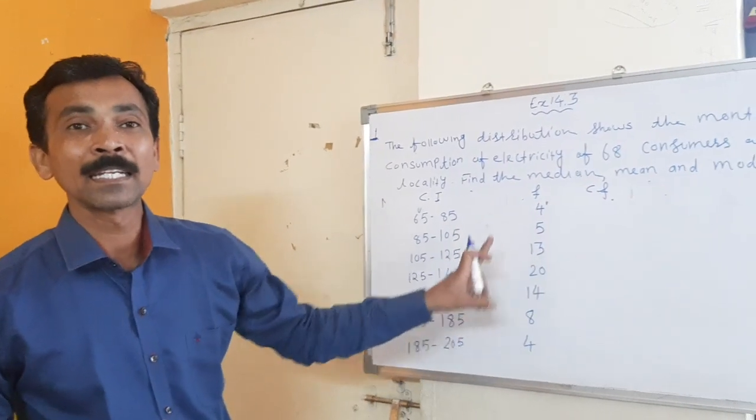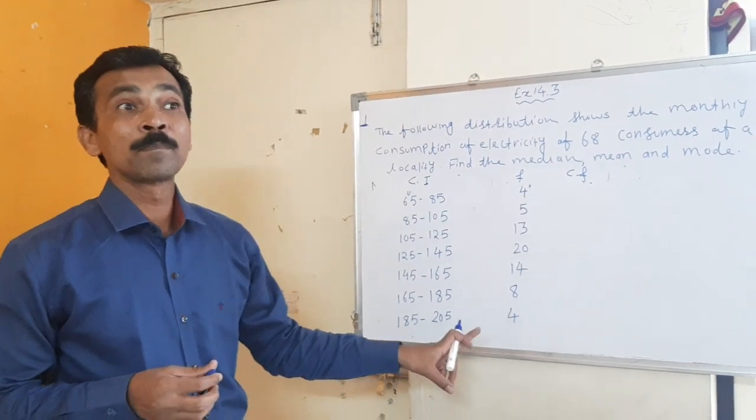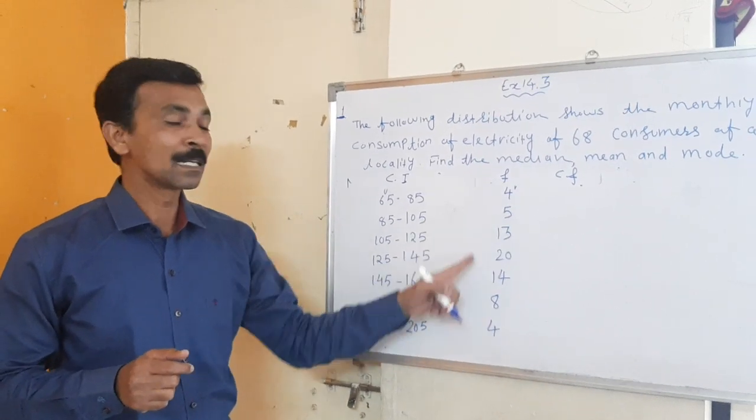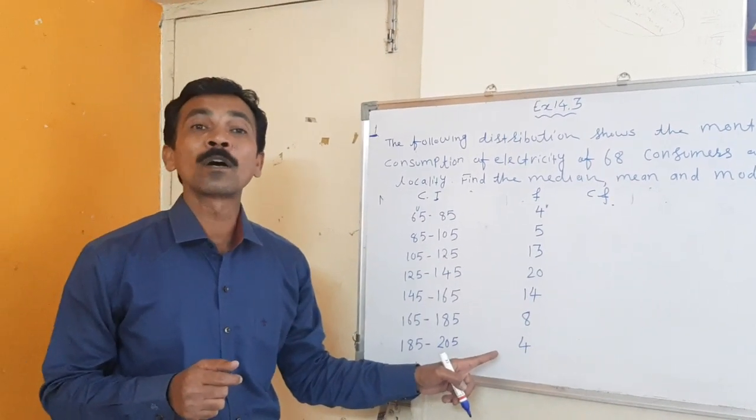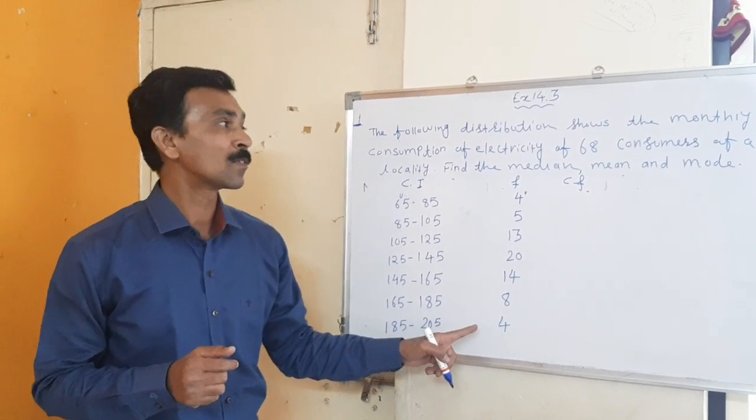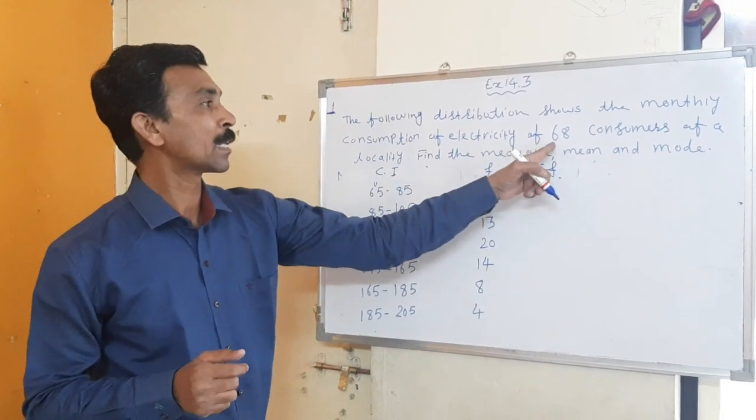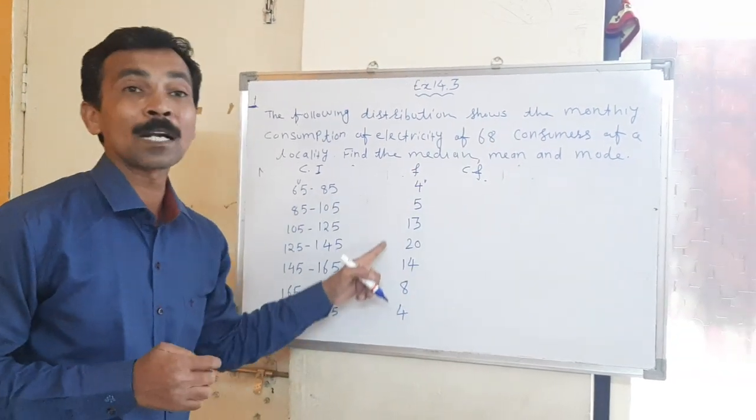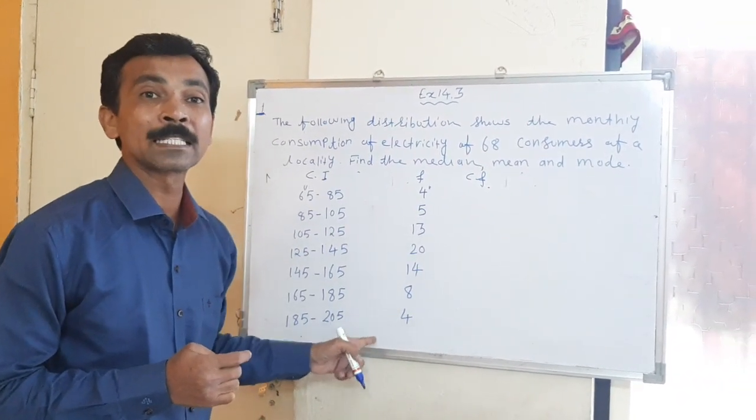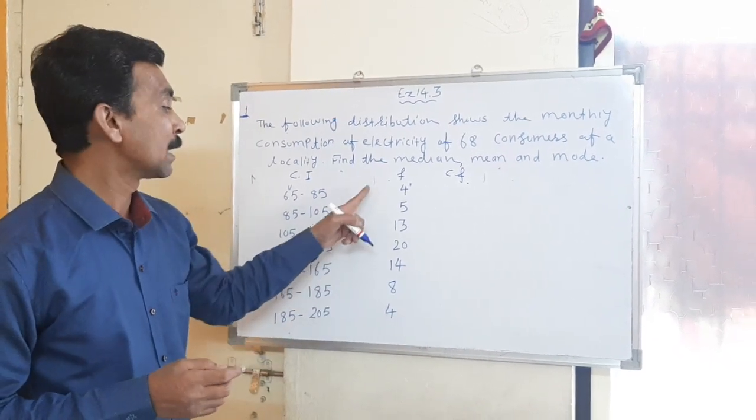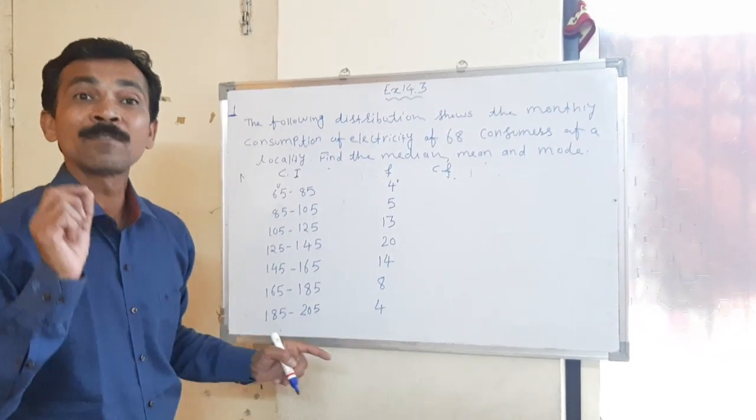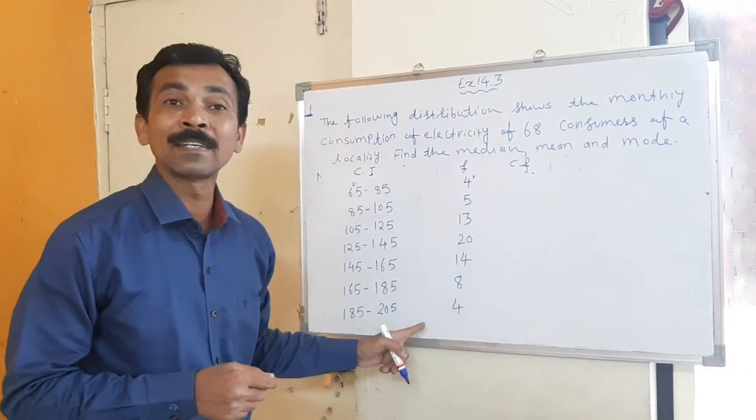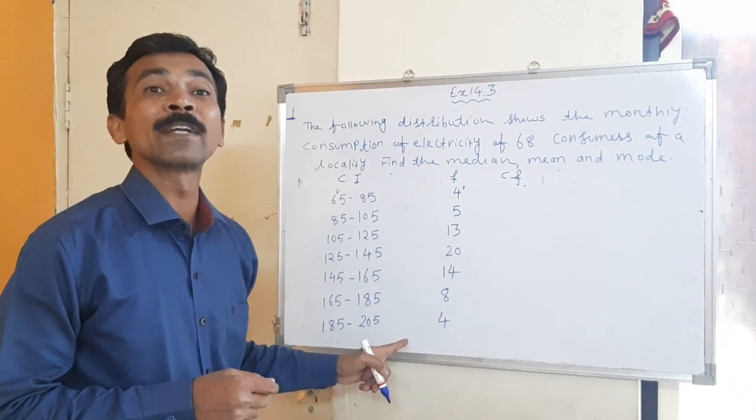Now we'll see how to find CF in this sum. But before we find CF, we have to check whether these numbers are frequencies or cumulative frequencies. For that you have to see the question also. Here the consumers are 68. Let's count the frequencies. If the total comes to 68, then we can say these numbers are frequencies. If the total goes beyond this number, then these are not frequencies; they will be cumulative frequencies.